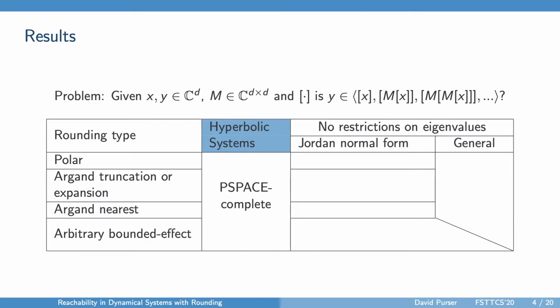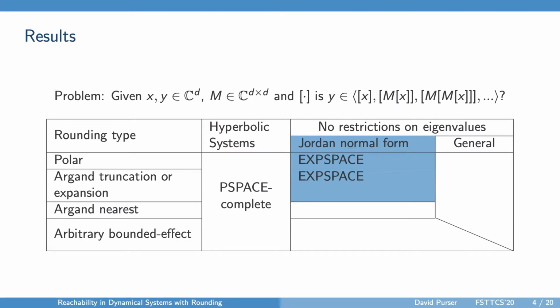Note the contrast to the unrounded setting. There, everything is decidable in polynomial time, whereas here we have a P-space hardness result. Formally, hyperbolic systems are a restriction on the eigenvalues. When we remove this restriction on the eigenvalues, we are unable to solve the problem in full generality.